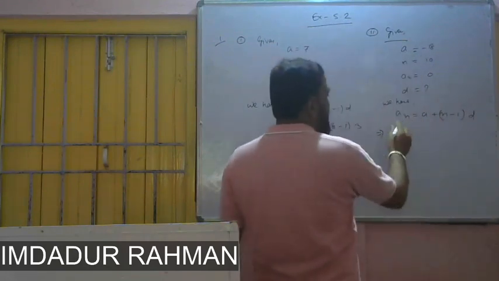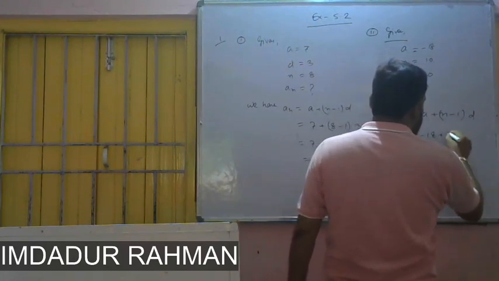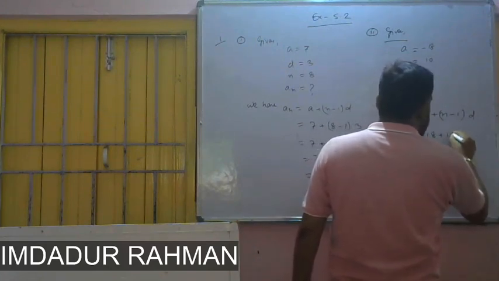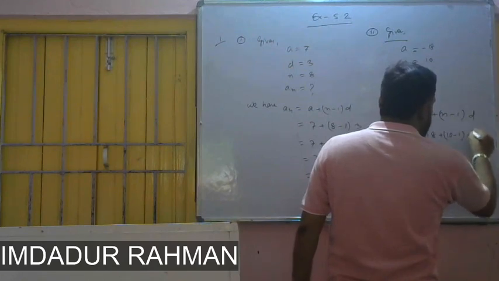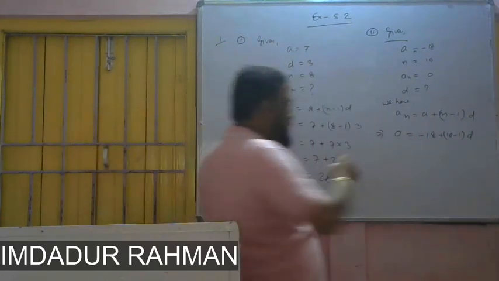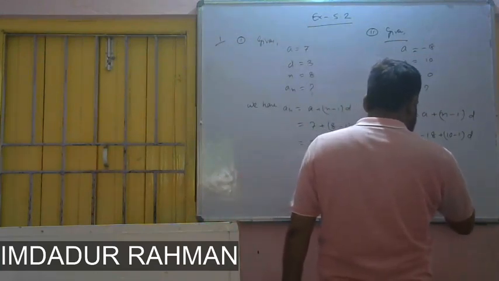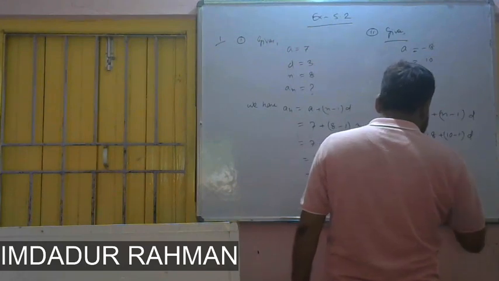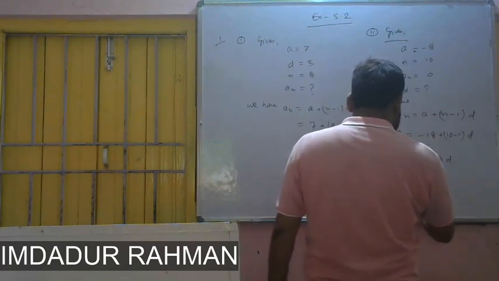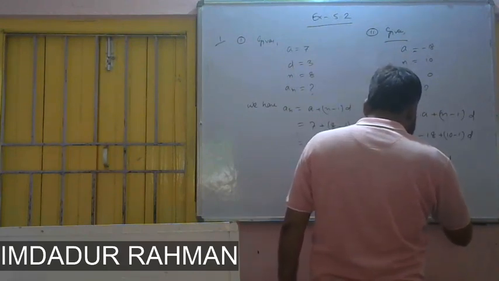Here AN is given, so 0 is equal to, what is A? Minus 18 plus N, how much? 10 minus 1 into D, not given. So 0 is equal to minus 18 plus 9D, implies minus 18 will become, so minus 9D is equal to minus 18.